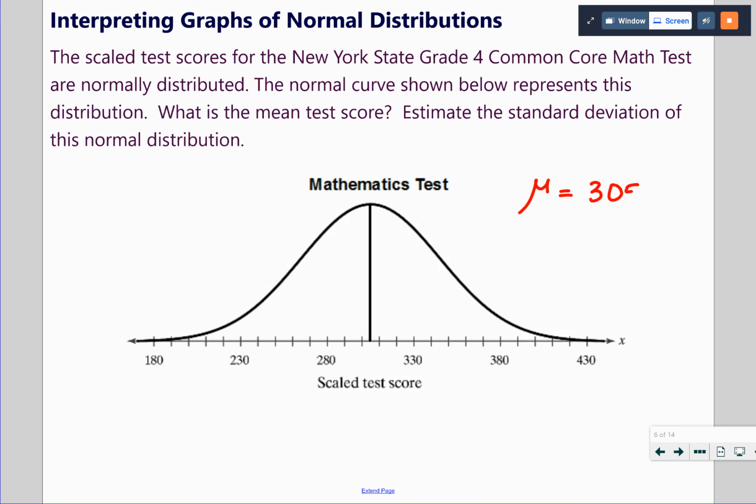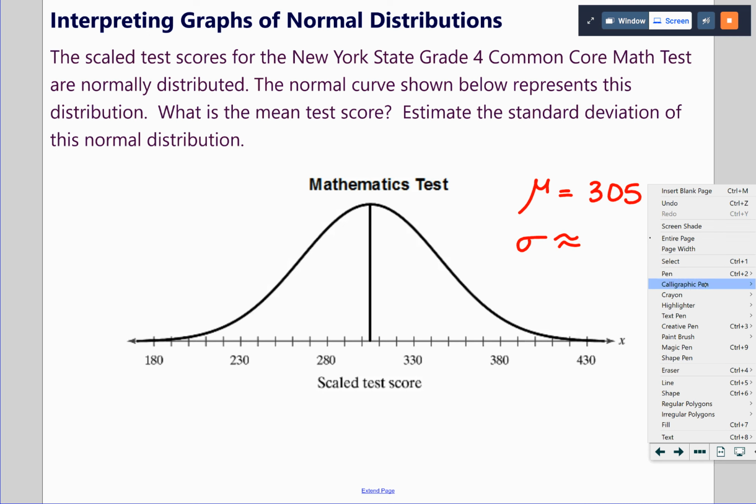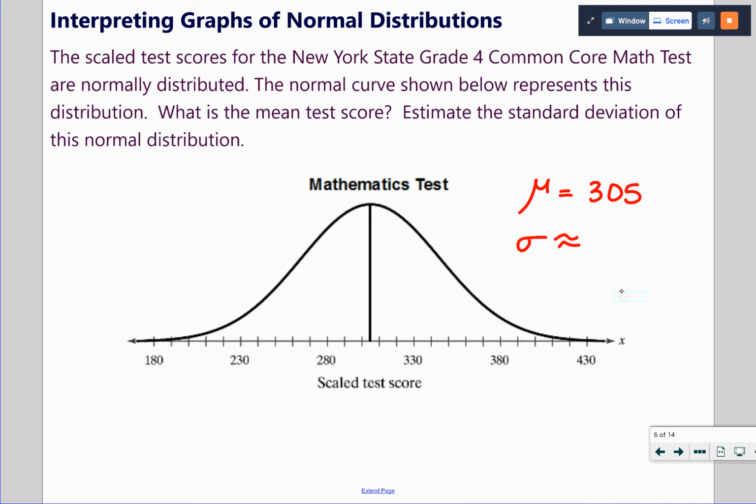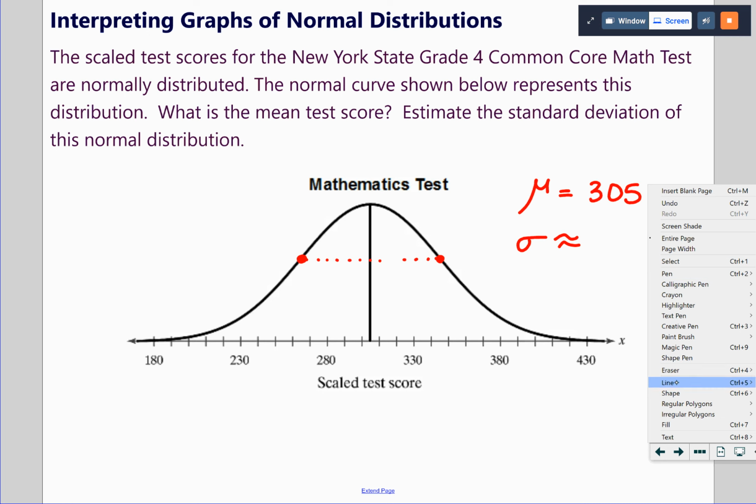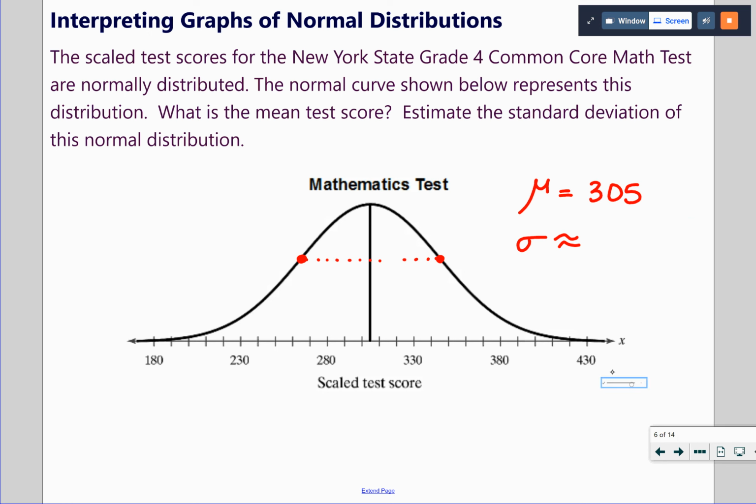$305. That sounds good. Okay, and then to get standard deviation, I need to find that inflection point. And this, again, is the part that's kind of a little bit of an approximation here. So I'm going to say my inflection point is maybe about there. Okay, and the more of these you do, the more you'll get used to about how far one standard deviation is going to be. And you can draw a line across. It should be symmetric on either side. Then we can take a line down.